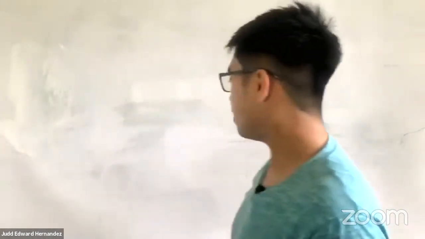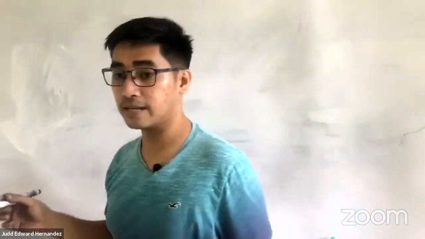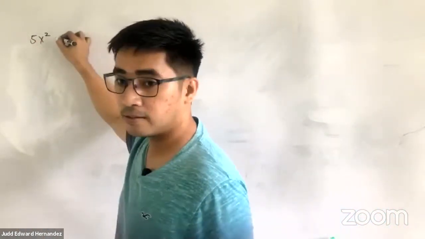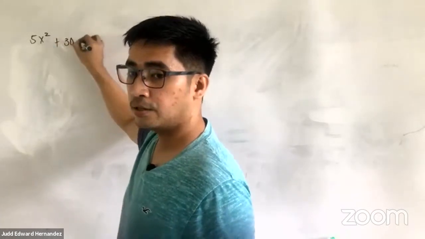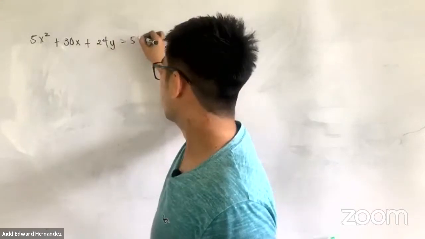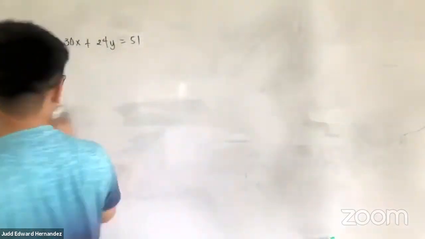Okay, so let's now have another example. So our example is 5x squared plus 30x plus 24y is equal to 51. I'll be giving you 1 minute to analyze. Sige, analyze muna ha.